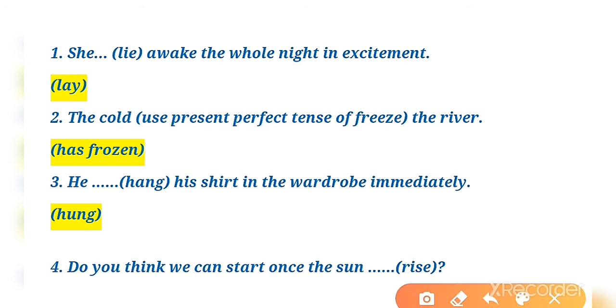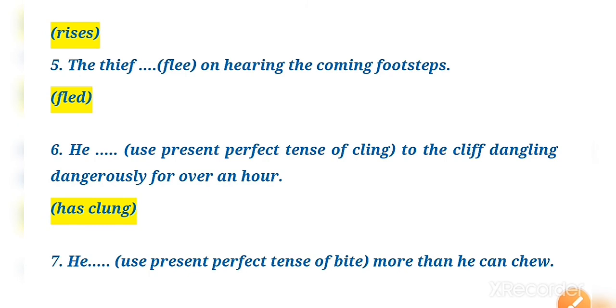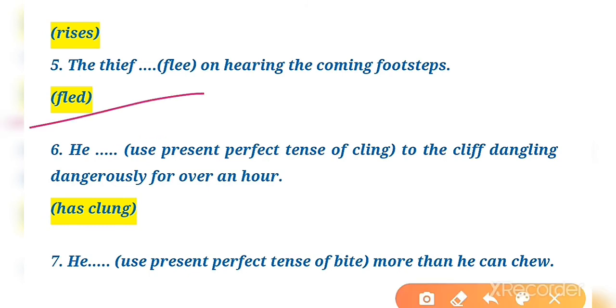She lay awake the whole night in excitement. Answer is lay. Second, the cold has frozen the river. Answer is has frozen. Number 3, he hung his shirt in the wardrobe immediately. Answer is hung. Number 4, do you think we can start once again? The sun rises. Number 5, the thief fled on hearing the coming footsteps. Number 6, he has clung to the cliff, dangling dangerously for over an hour.